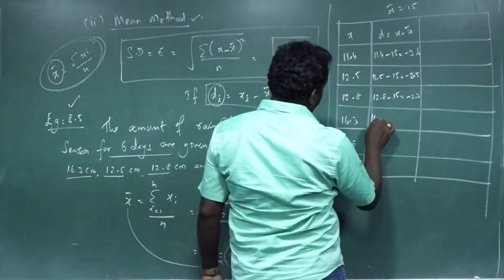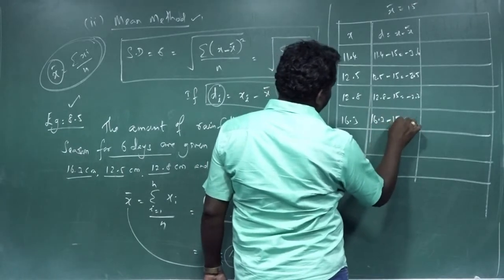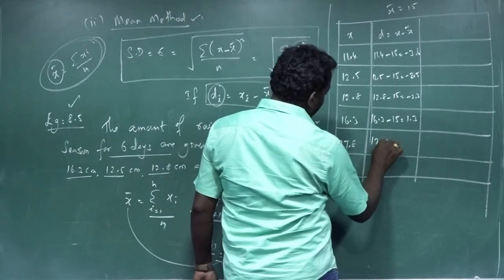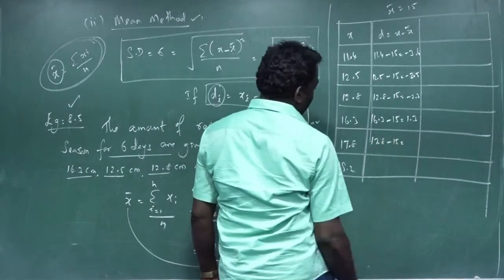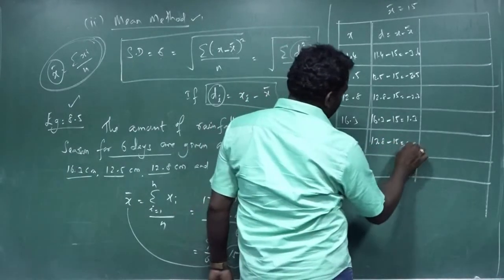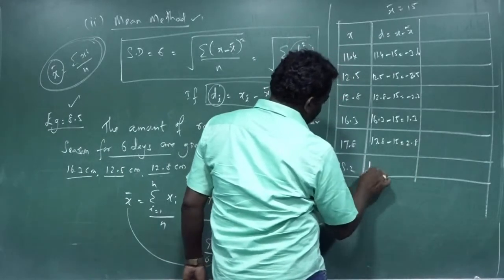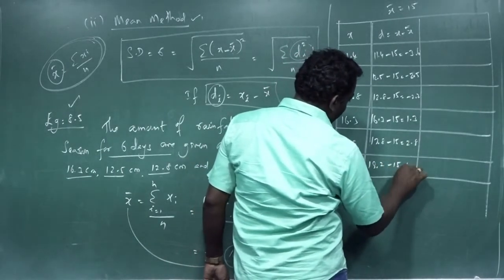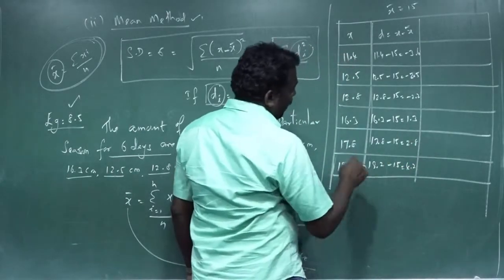Then 16.3 minus 15 is equal to 1.3. Then 17.8 minus 15 is 2.8. Then 19.2 minus 15, we get 4.2. That is the d value.